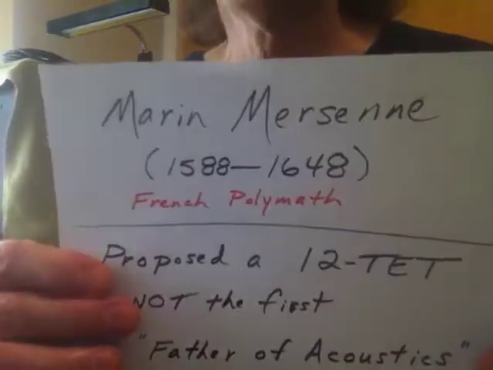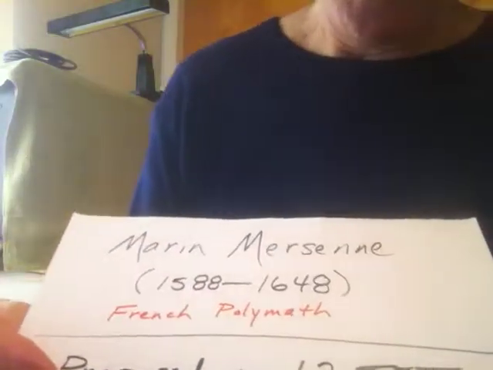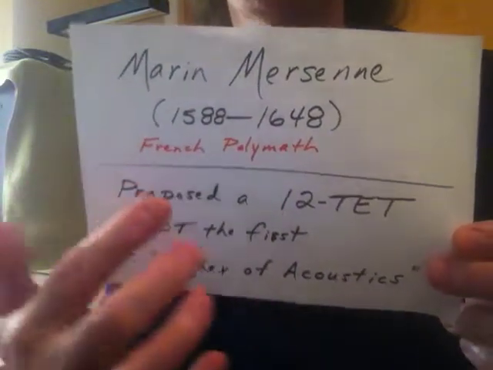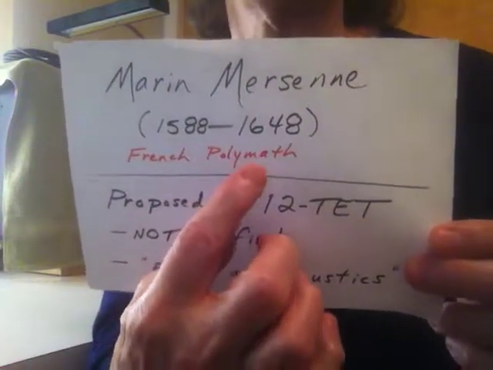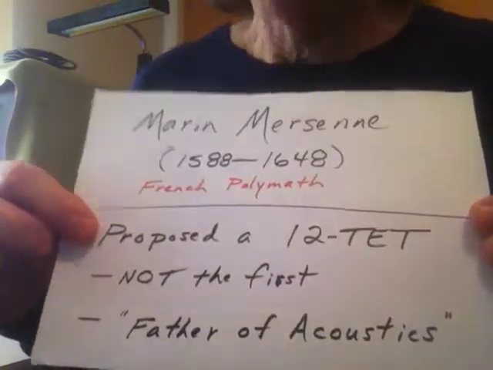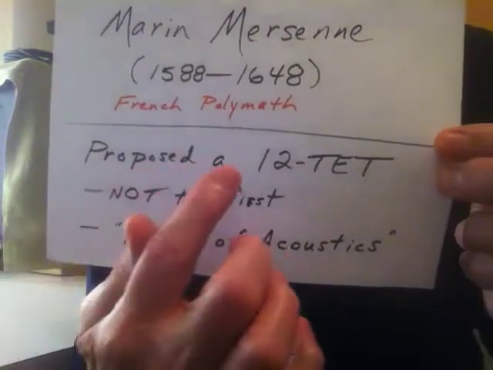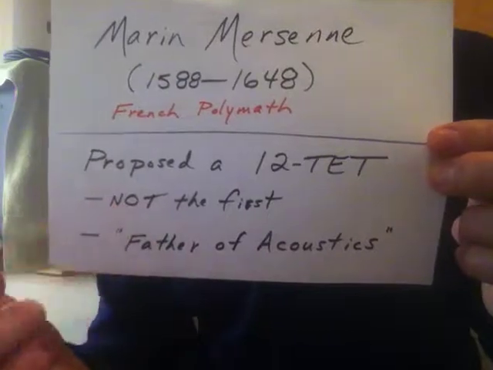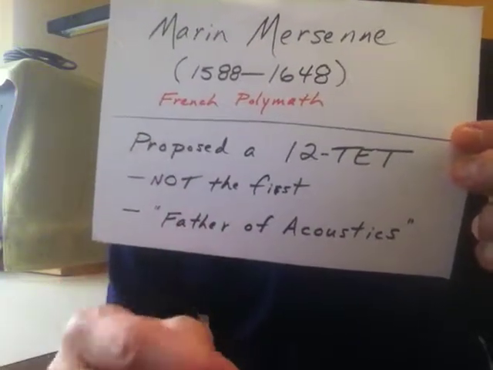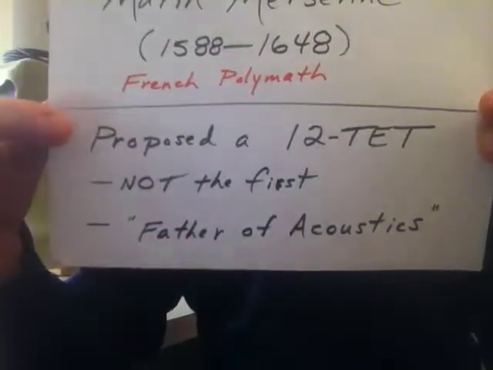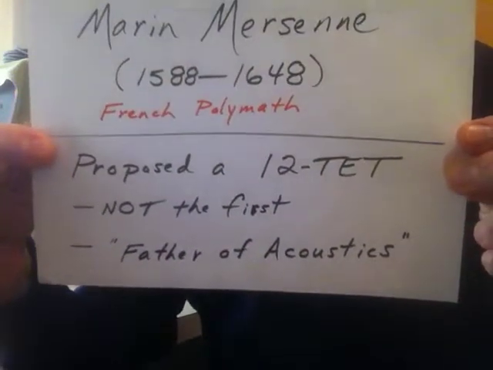Then in the 1500s, or early 1600s, this guy, Marin Mersenne, was a French polymath. That means he knew a lot about almost everything. He came along and he proposed a 12-tone equal temperament scale. Now, he wasn't the first to do this, but he was the first to get people to take it seriously. So later on, he was referred to as the father of acoustics. But he proposed a 12-tone equal temperament scale.